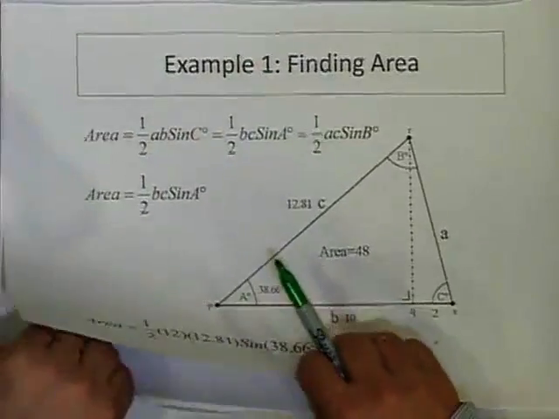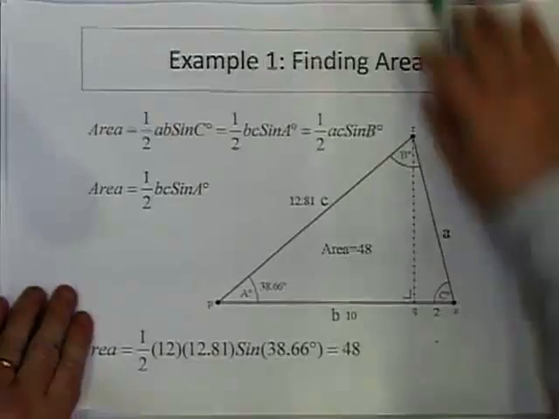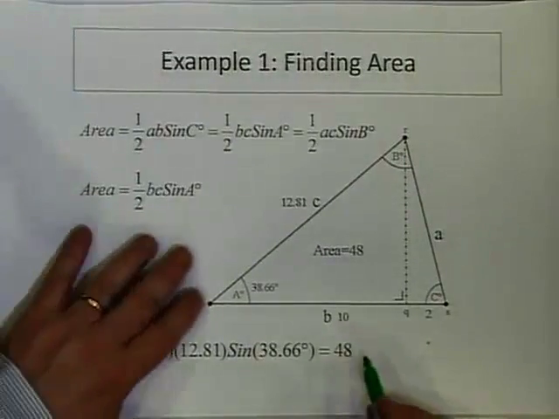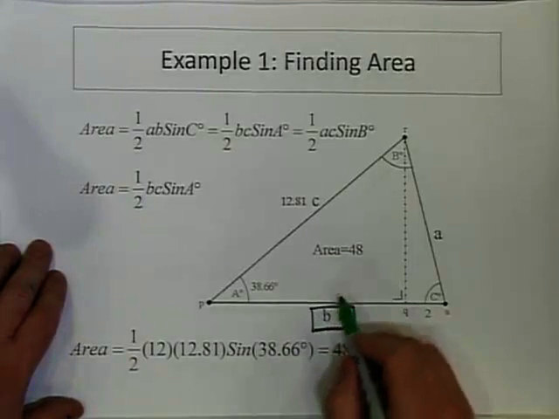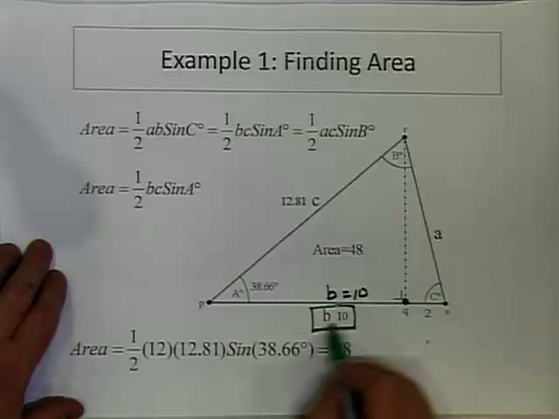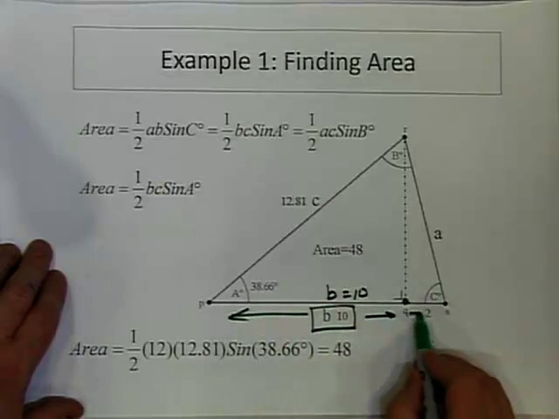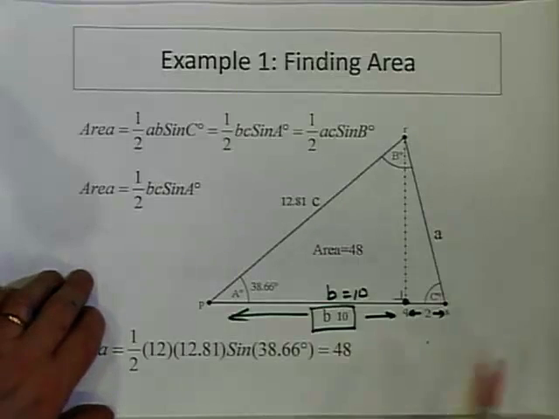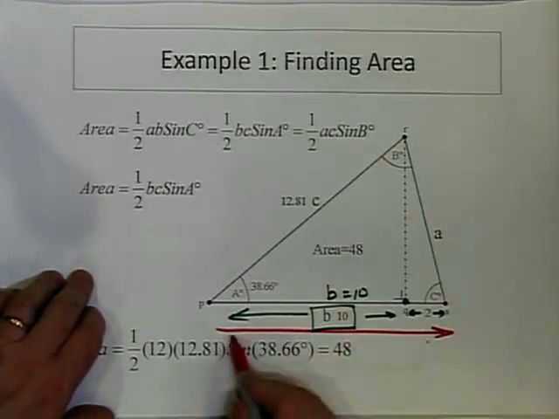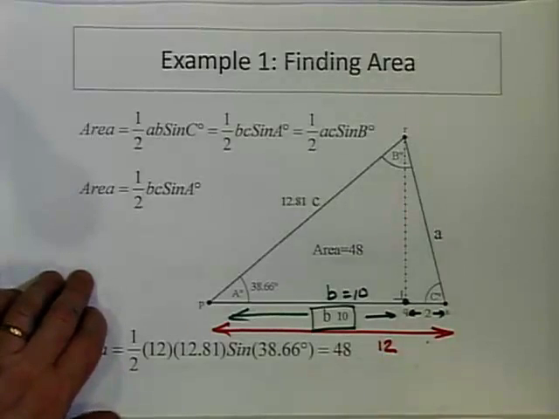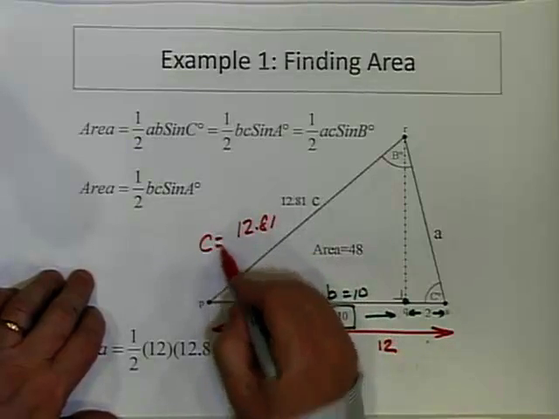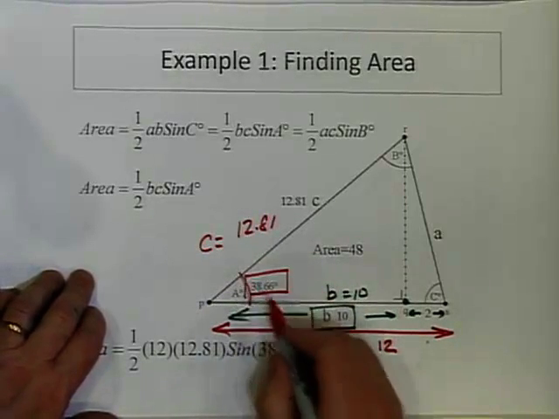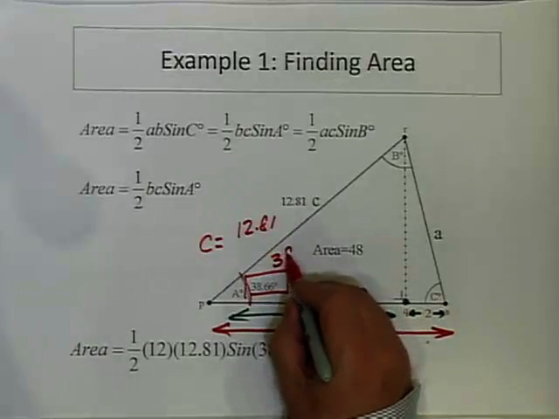So example 1. What's the area of this triangle? You're asked to find out the area and see what you're given. You're told that this is 10, B is 10, to this point, and it's a further 2 afterwards. So the total length of this line here is 12. Is that okay? This length here is 12.81. That's C. And you're told that this angle here is 38.66.